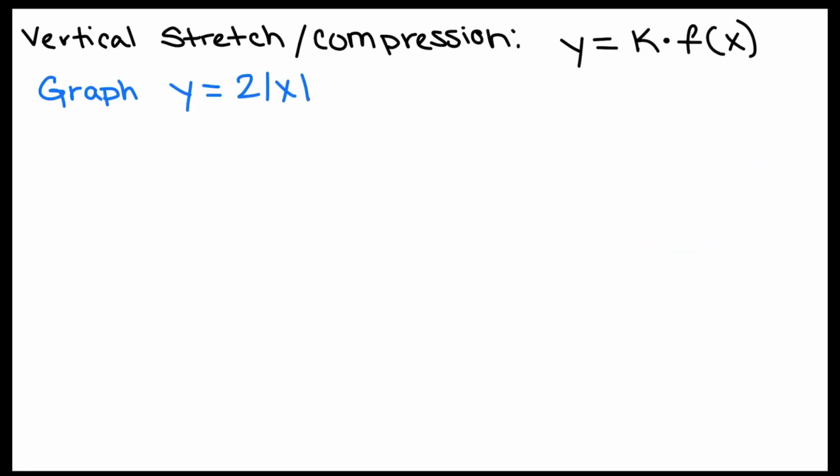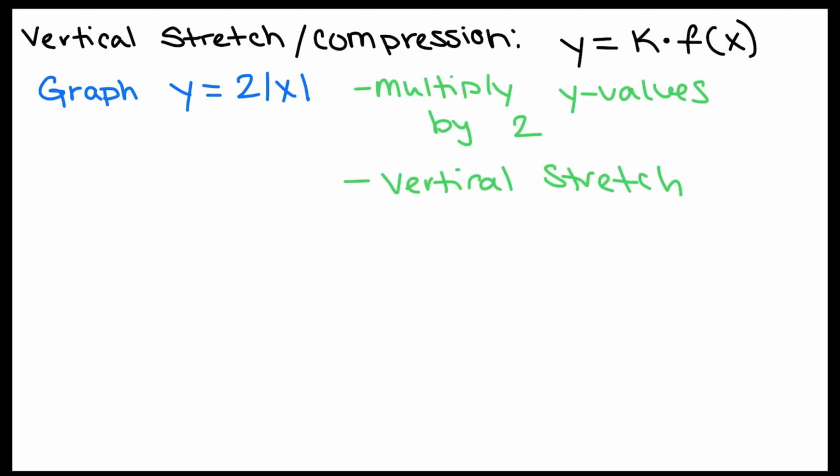Let's graph y equals 2 times the absolute value of x. So we have a 2 outside of our function. That means we are going to take all our outputs or our y values and multiply them by 2. If we multiply our y values by 2, it makes our y values bigger, and it means it's going to stretch the graph out vertically.